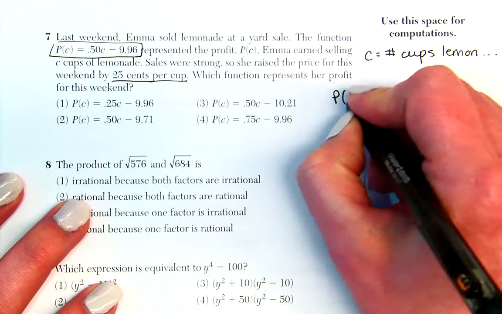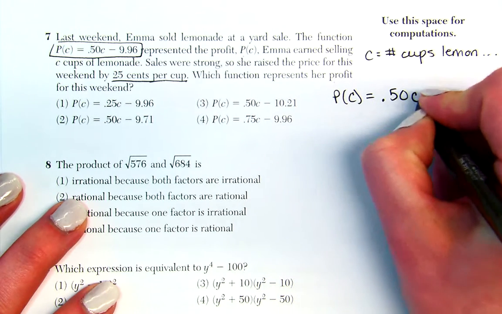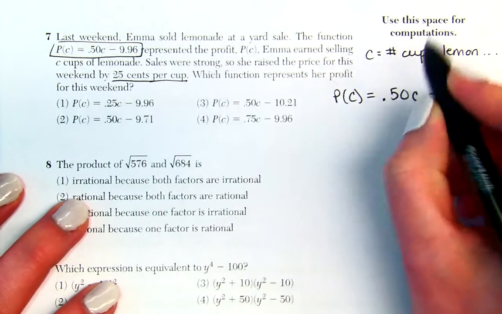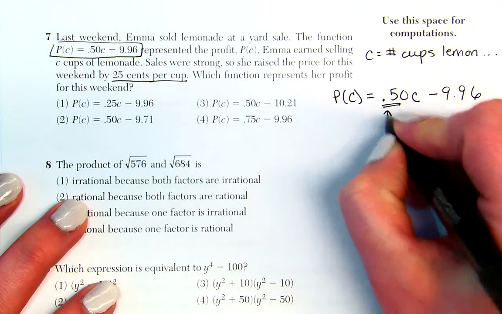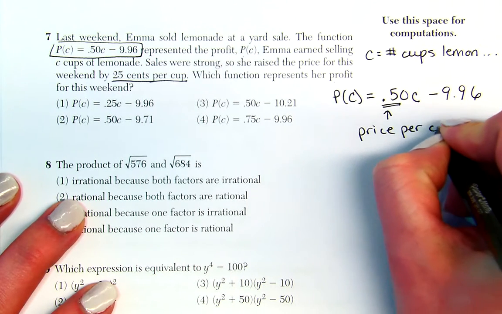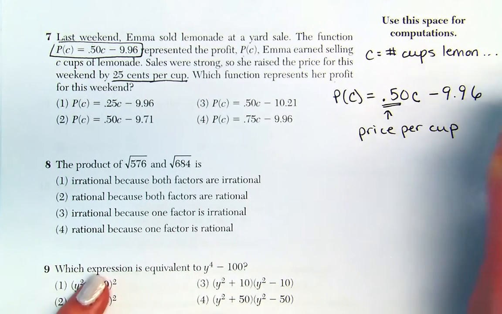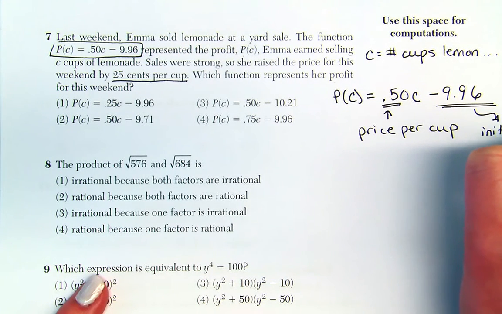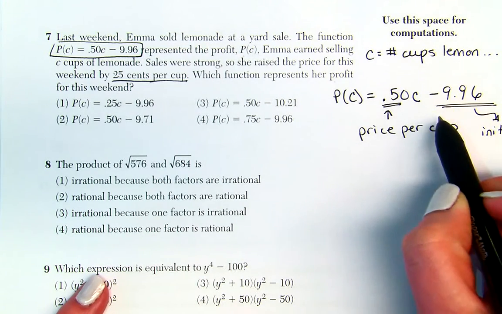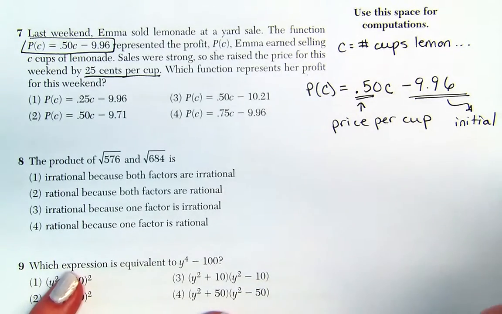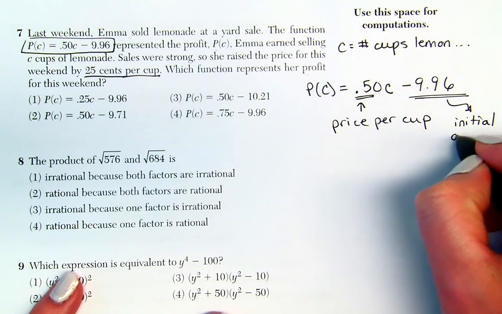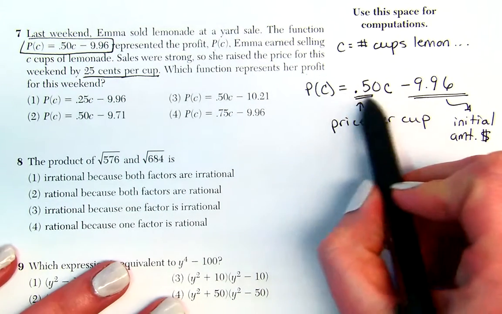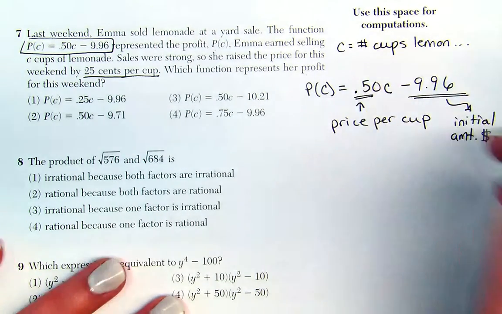So we have to identify what each of these numbers represent in this linear function. We already know that C represents the number of cups of lemonade. So 0.50 represents the price per cup for each lemonade. And then this minus 9.96 represents the initial amount of money. So in this case, she must have spent $9.96 setting up her lemonade stand. Because a lot of Regents questions do ask for you to identify the different pieces of a linear function, that's what each of these represent.